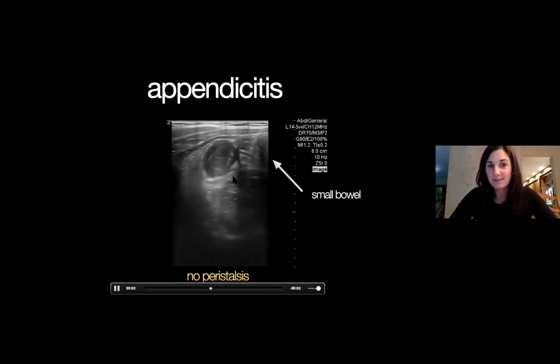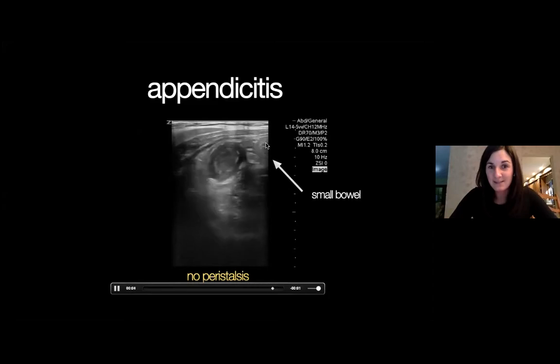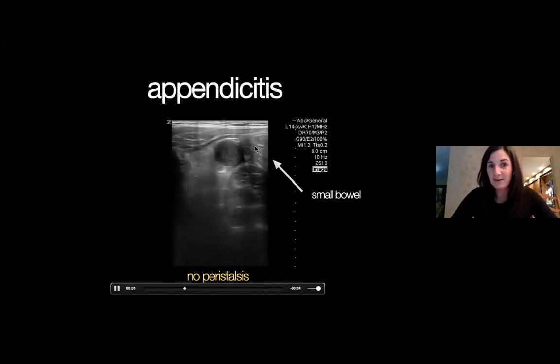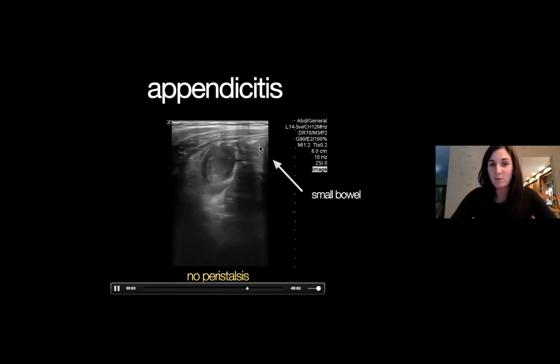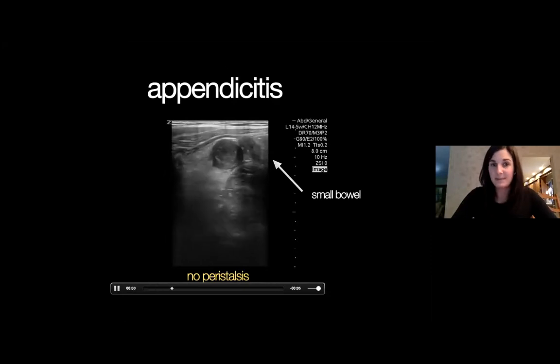And there's no peristalsis, I'm really looking, and you can see here, these are small bowel loops up there. It's a little bit different, right? And you see that there's some air in it, and if you were to wait a bit, you would see that they are moving while this structure is not, and that's the appendix.